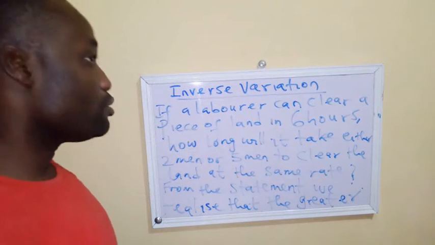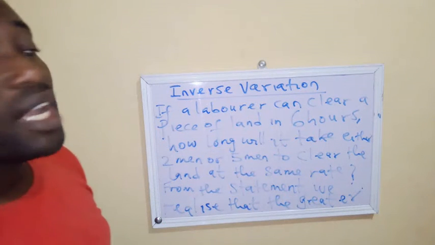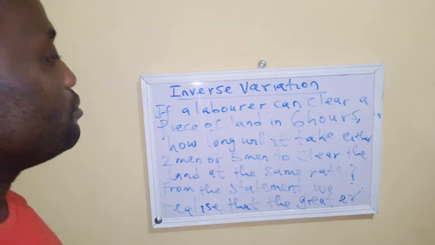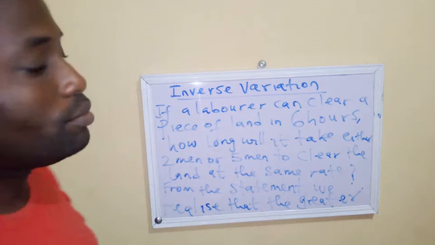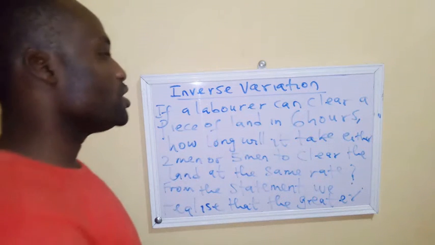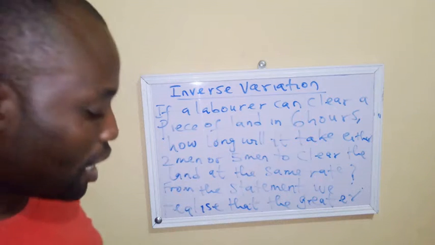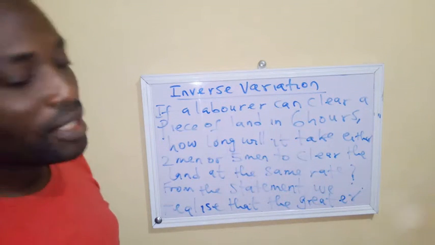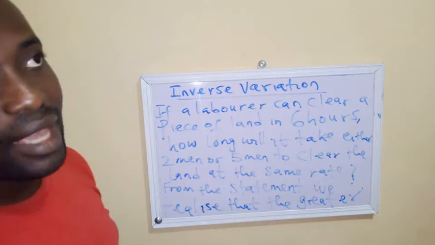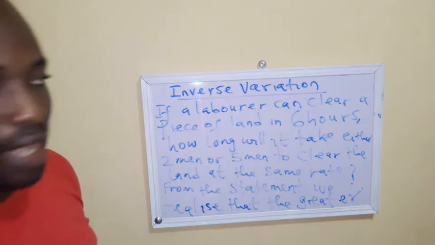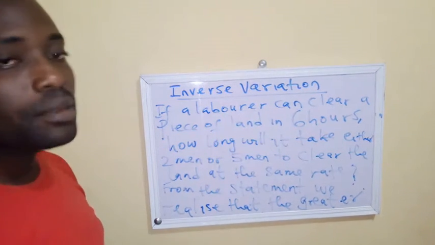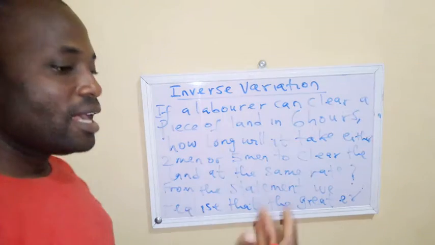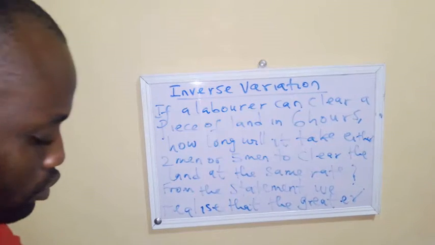In the last class, we were able to look at what we mean by the word variation. And it has been established that variation is a relationship between two quantities. Just like you can have X varies directly with Y. That is, the higher the X, the higher the Y. As X increases, Y also increases. And as X decreases, Y also decreases.